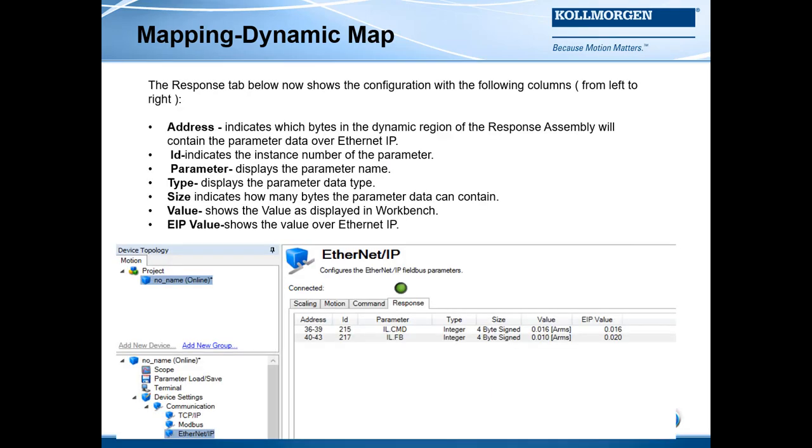The Response tab below now shows the configuration with the following columns from left to right. Address indicates which bytes in the dynamic region of the response assembly will contain the parameter data over Ethernet IP. ID indicates the instance number of the parameter. Parameter displays the parameter name. Type displays the parameter data type. Size indicates how many bytes the parameter data can contain. Value shows the value as displayed in Workbench, and EIP value shows the value over Ethernet IP.